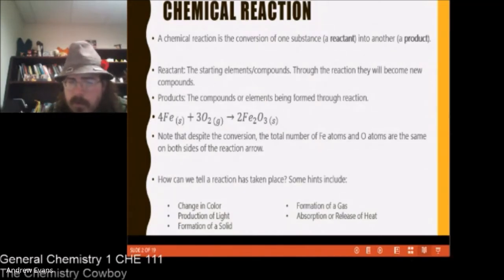Now, you note here that despite the conversion, the total amount of iron atoms will be the same. There's 4 on the left, 2 times 2, 4 on the right. There's 6 oxygen atoms on the left, 2 times 3, 6 on the right. We cannot change the subscripts here, so we have to add what's called a coefficient to balance this.